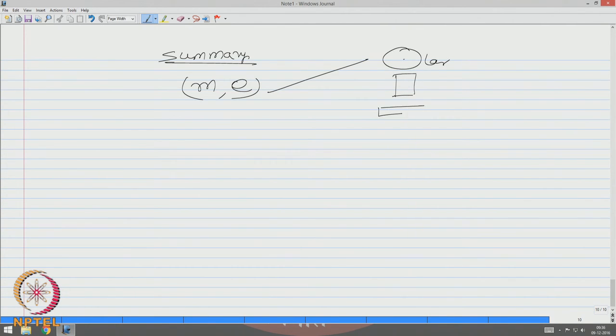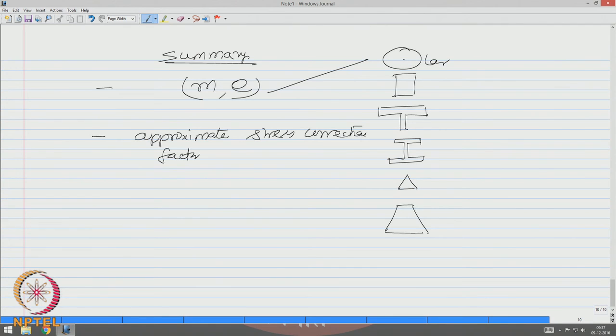So, friends, we have seen how to estimate M and E for different shapes of cross sections: circular, rectangular, series of rectangles, triangular and trapezoidal. We have also found approximate stress correction factors Ki and Ko to estimate stresses in the extreme fibers.